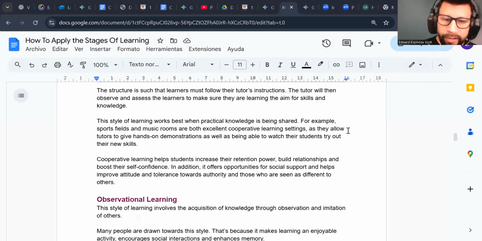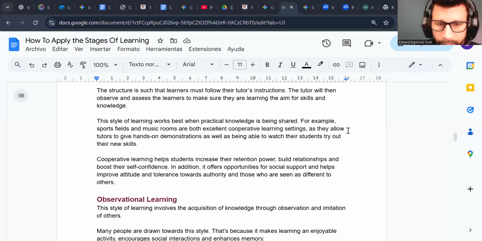This style of learning works best when practical knowledge is being shared. For example, sports fields and music rooms are excellent cooperative learning settings, as they allow teachers or tutors to give hands-on demonstrations as well as being able to watch their students try out their new skills. This is to apply what you've acquired, my dear students.